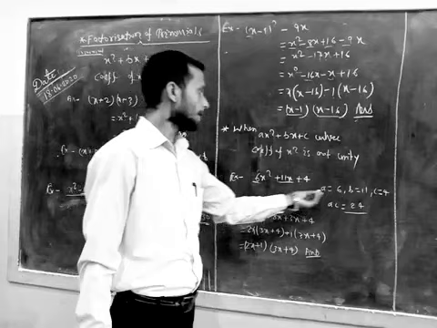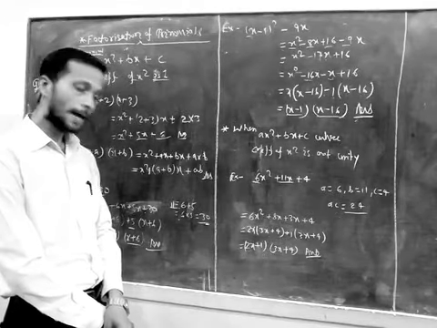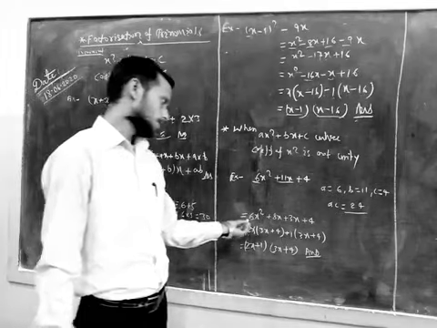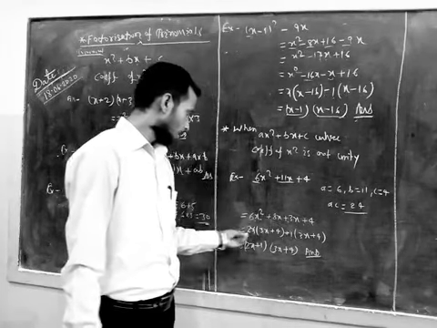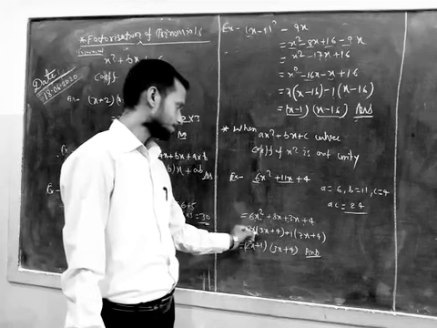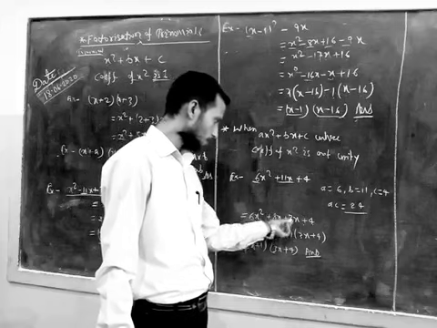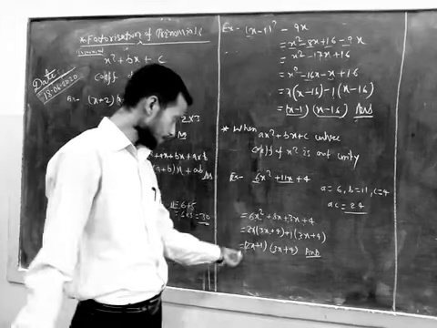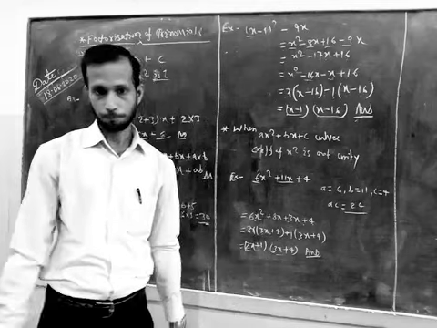Hence 11 is split into 8 and 3, since 8 times 3 is 24 and 8 plus 3 is 11. 6x square plus 8x plus 3x plus 4. Again 2x common, 2x(3x plus 4) plus 1(3x plus 4), with (3x plus 4) common. Hence the factors are (2x plus 1) and (3x plus 4).